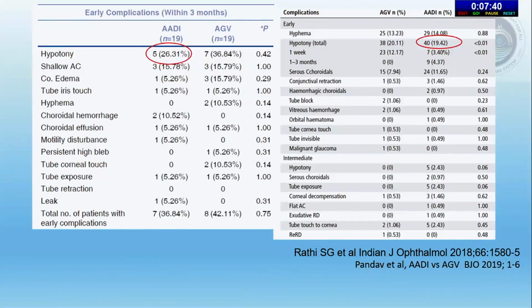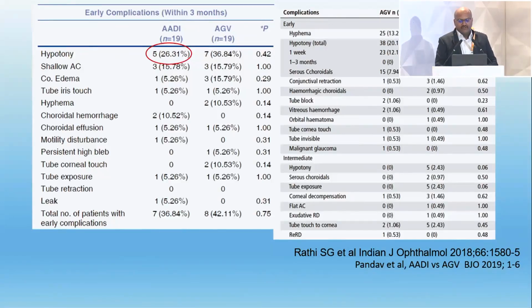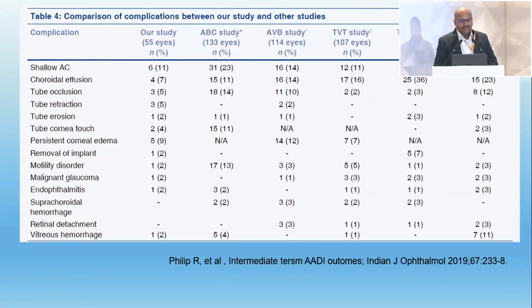So as mentioned previously, hypotony is a significant factor. If you see the Indian studies as well as early and late complications, you still have significant hypotony with the non-valve devices. And in our formative years of learning RD, we published in 2019 a series of complications, and shallow chamber with hypotony was quite significant compared to even other studies.